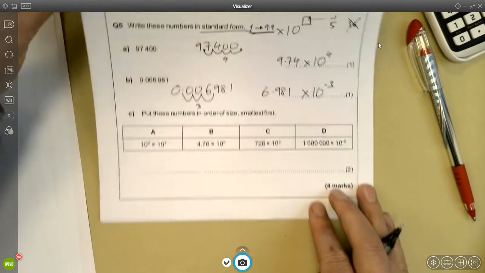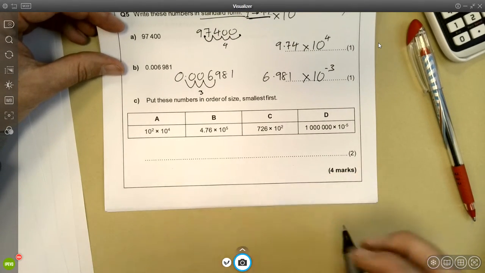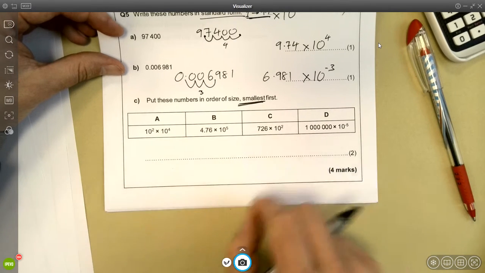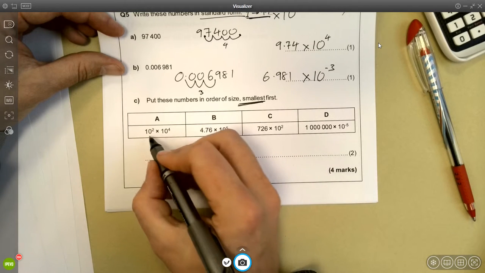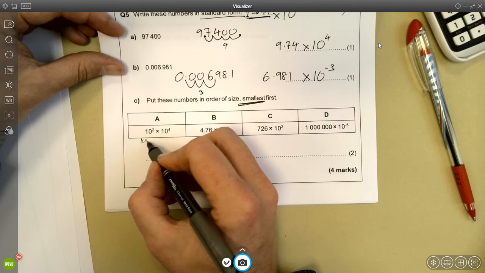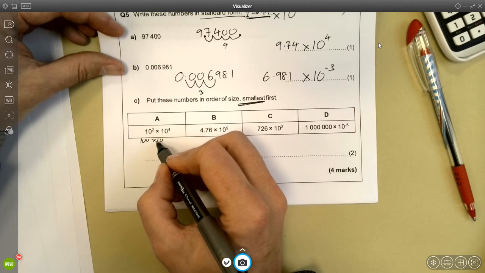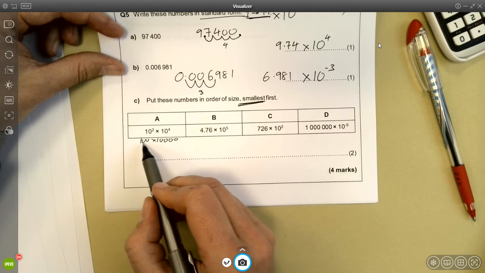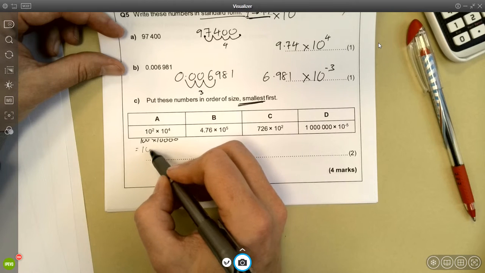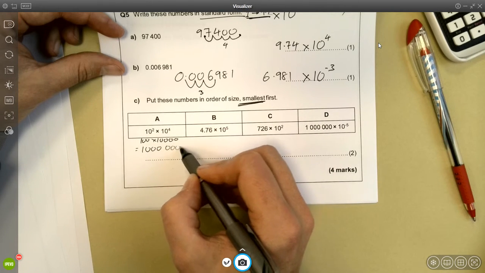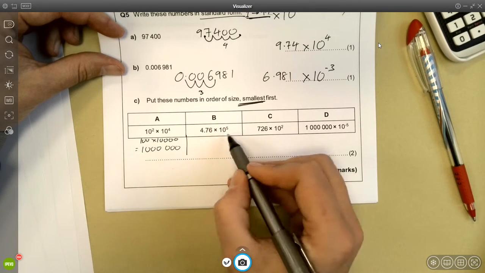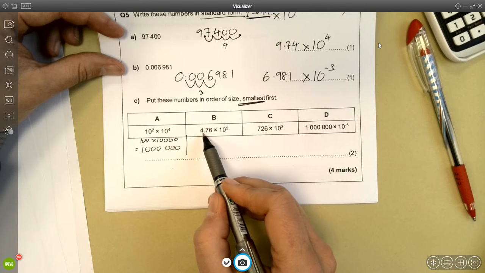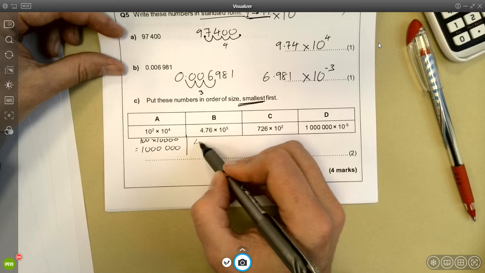All right, next up, let's put them in order of size. Smallest first. Well, it'd be a good idea to know how big these are. This is 100 times a 1 with 4 noughts after it. So 10,000 times 100. So this is actually 1,000,000. 6 noughts. Here, think of it as 4 times 100,000, but it's 476,000.